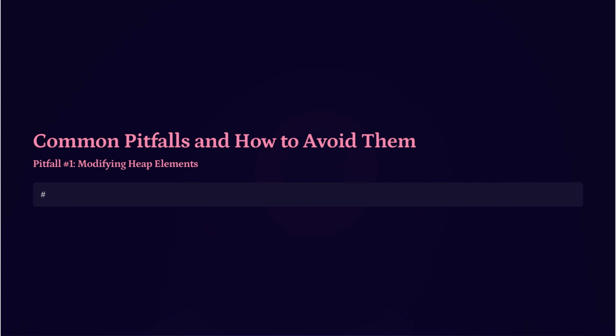Modifying heap elements directly can disrupt the heap's properties. Instead, remove the element, modify it, and reinsert it using heappush. This ensures the heap structure remains intact. Always validate changes to avoid unexpected behavior and maintain efficiency.